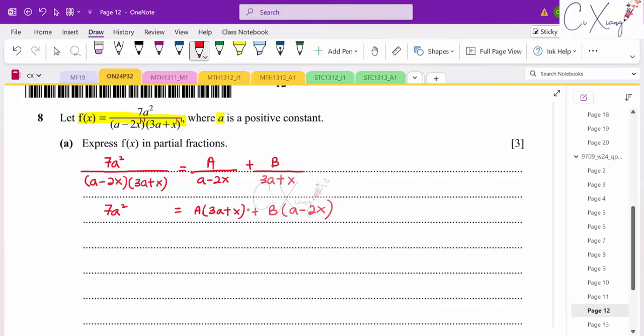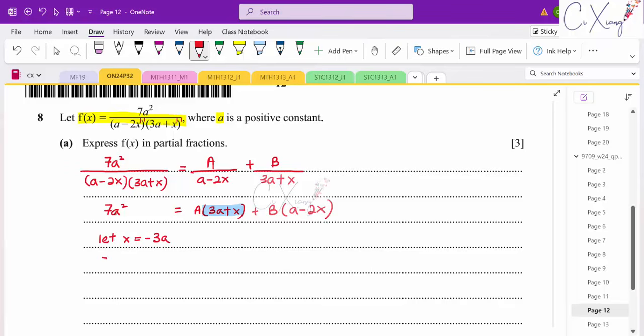To get the value of A or B, we can start from the first bracket. Let's have a look at this linear factor, 3a plus x. If I want to make this factor become 0, then I have to let x equal negative 3a. Substituting negative 3a inside this bracket, it becomes 0. So when it becomes 0, A also disappears. Then you can very easily get the value for B. Alright, so substitute x equals negative 3a.